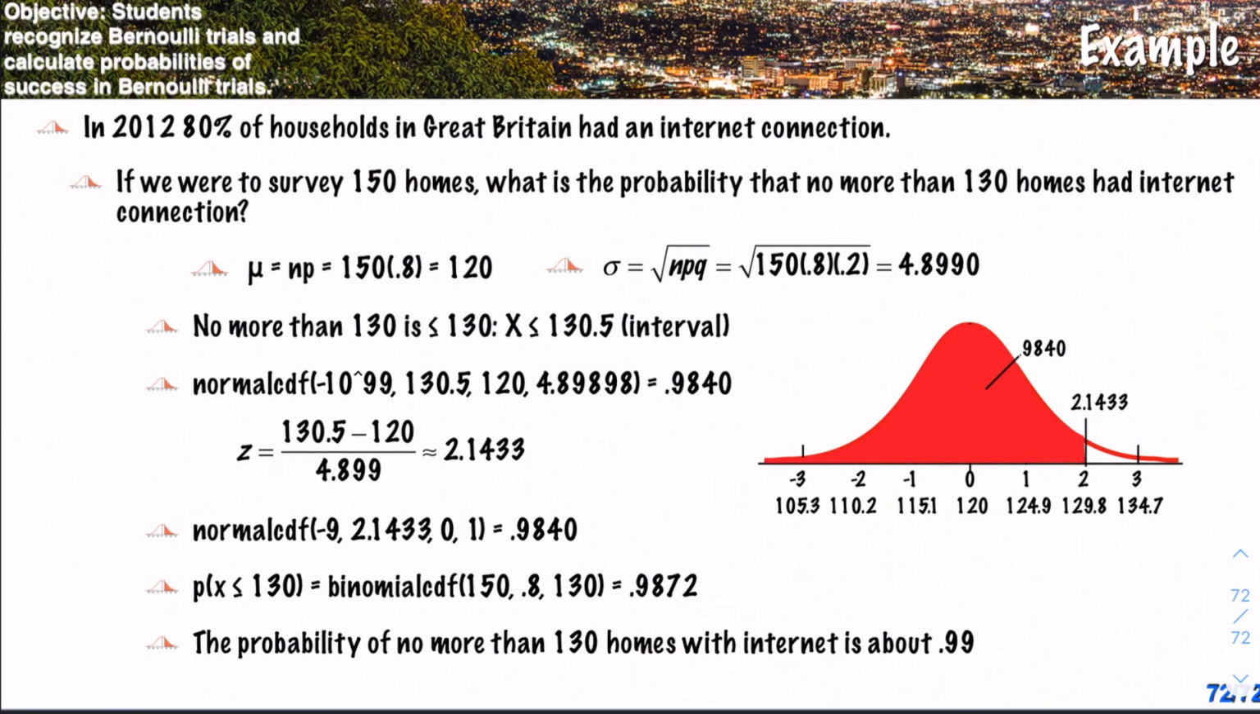If we were to survey 150 homes, what's the probability of no more than 130? Well, no more than 130 is where X is less than or equal to 130.5. So everything up to that point, and we would see that using our normal model, we would get 0.9840. So the probability of no more than 130 homes with the internet is about 99%.